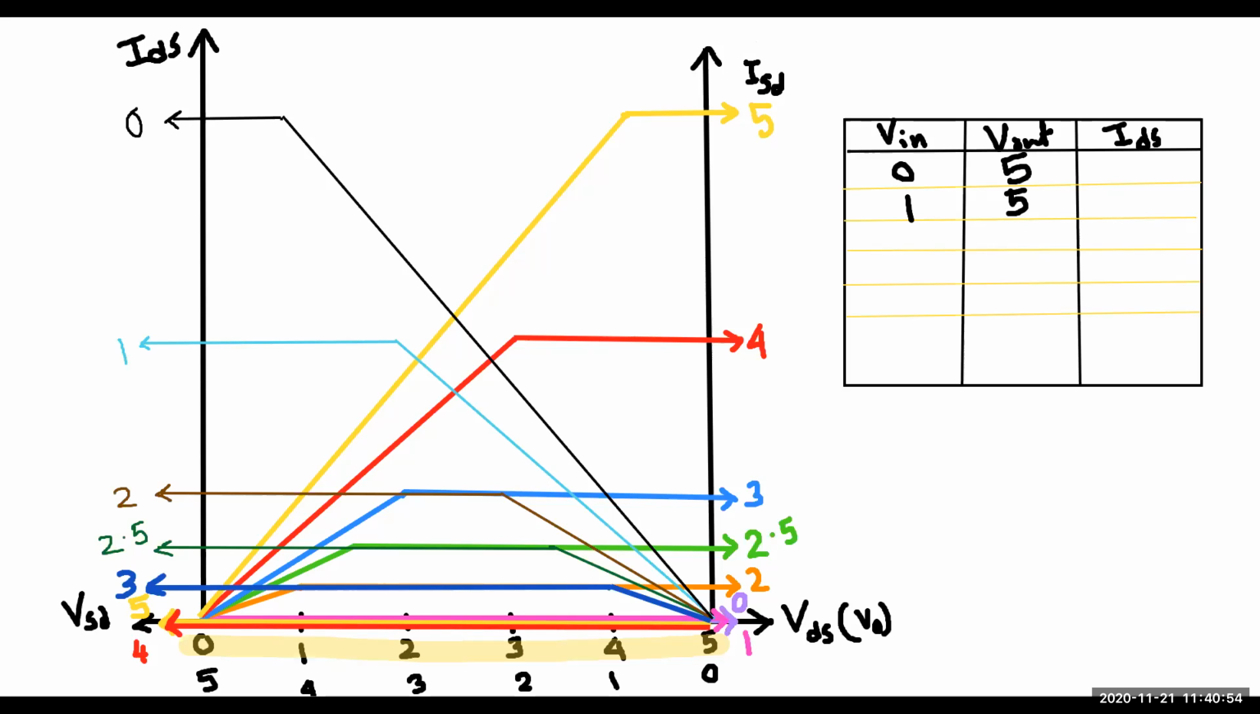Now come again for 2. For 2, which one is our 2 line? This one. And where is our 2 line here? This one. Where they intersect, the answer is 4 point something. 4.5, right? They intersect here, so I'm going to write 4.5. So for 2, I'm getting 4.5.